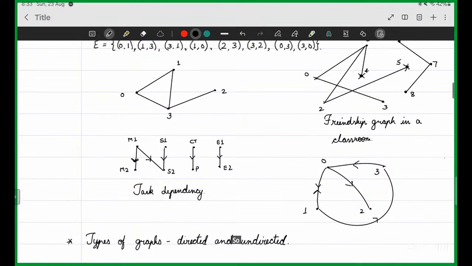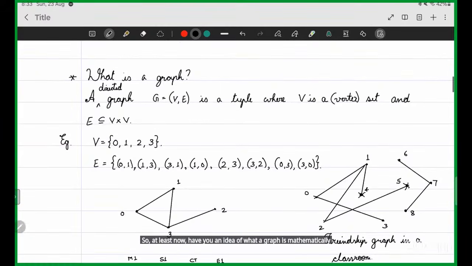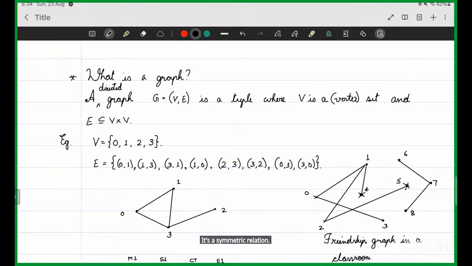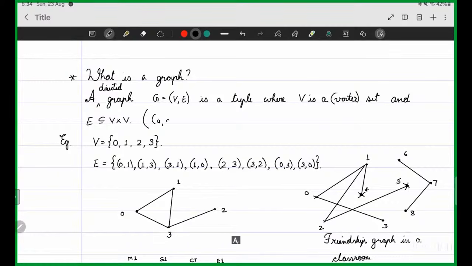So at least now, do you have an idea of what a graph is mathematically? It is just a finite set V and a subset E of V cross V. For a directed graph, it can be any relation, but for an undirected graph, we will just say that it's a symmetric relation. Also, there are some points here that need to be noted. This is not just any subset of V cross V. Pairs of the form A comma A never belong to this. A comma A does not belong to E for all A.